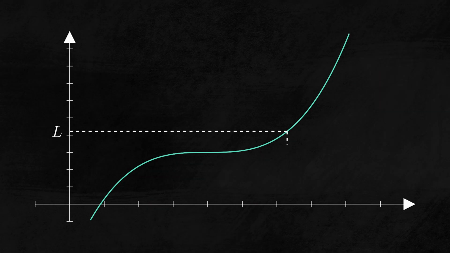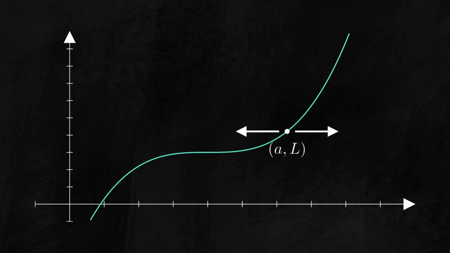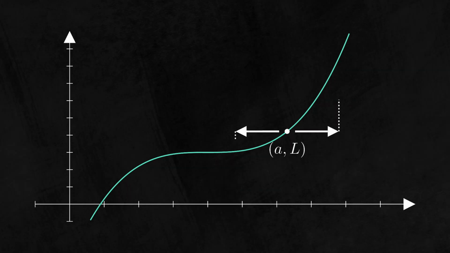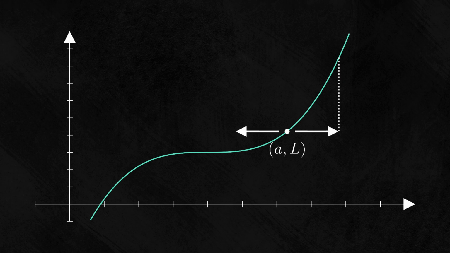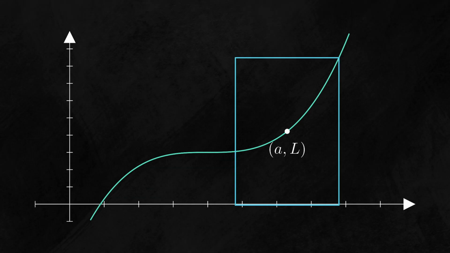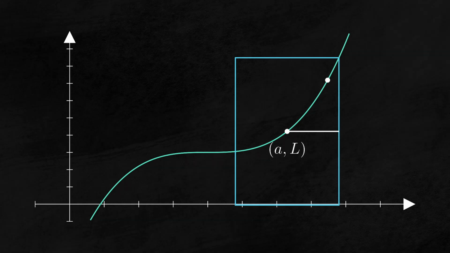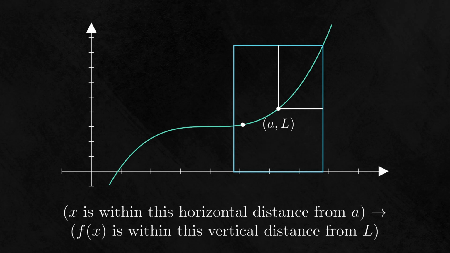Now consider drawing a box centered at the point (a, L). Start by taking some horizontal distance from the point. This will determine the horizontal sides of the box. Then, at the points where the lines intersect the curve, choose the one vertically further from L, and we have a box centered at (a, L). Notice that if x is within this distance from a, then f(x) must be within this distance from L. This is a conditional statement.